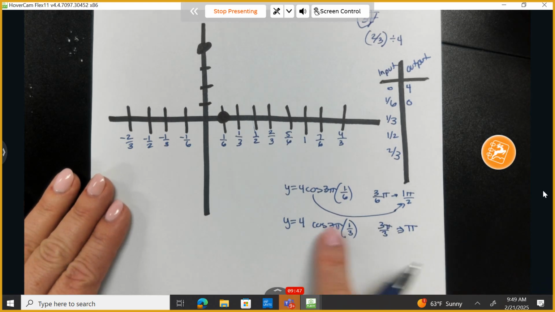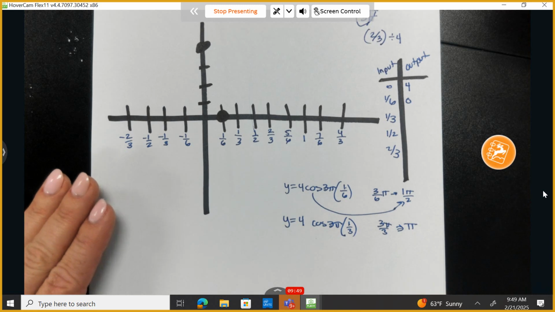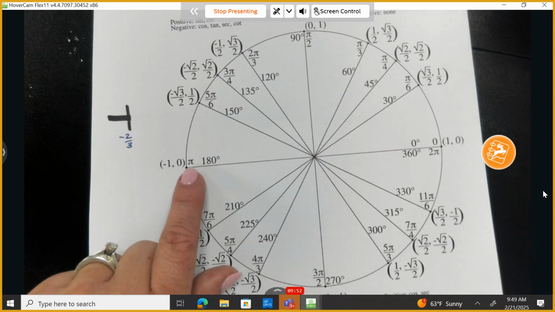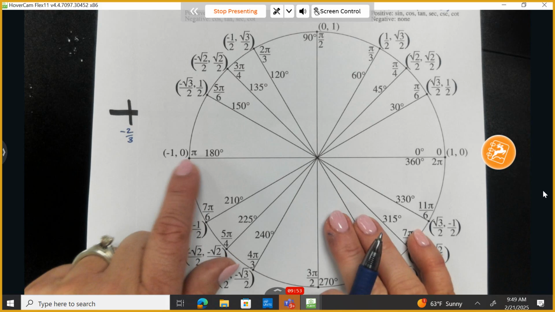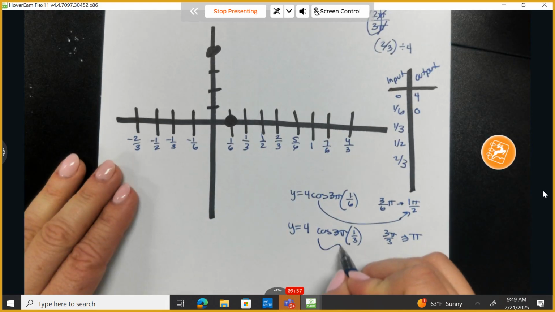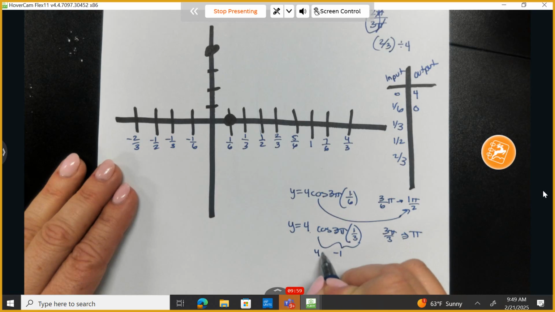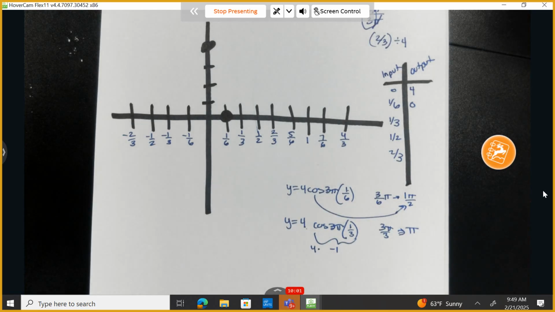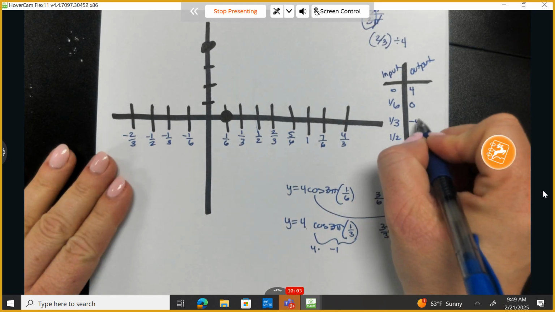Let's figure out what is the cosine at pi. Here's pi, the cosine is -1. So this portion evaluates to -1, but don't forget, you've got to multiply it by that outside number. 4 times -1 is -4.